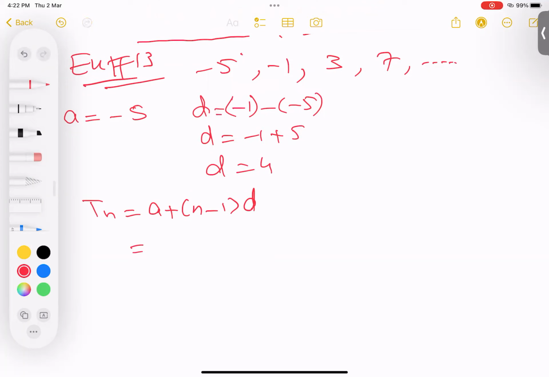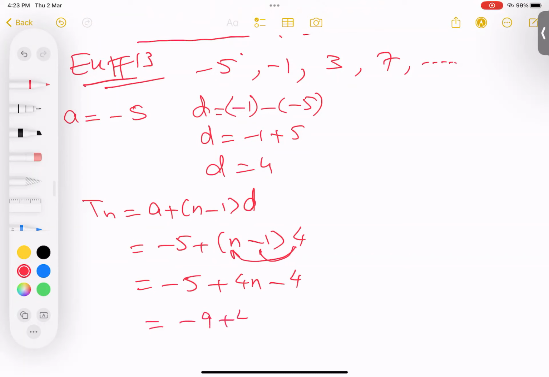So anyway, apply the formula. The A value is -5, and keep it as it is. And the D value is 4. Now multiply inside, 4 multiplied with n and 4 multiplied with -1. So be careful here, there is a chance of mistake in algebra. You write -9 plus 4n, or you write 4n before and -9 later, so no problem at all. You can write any one form.